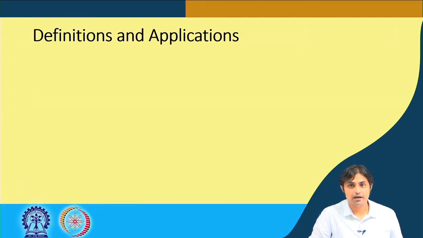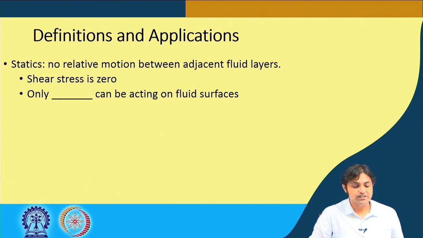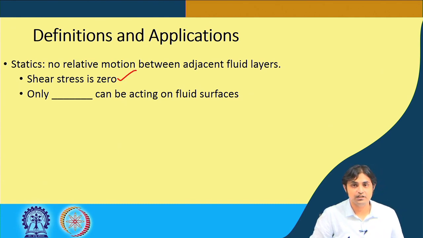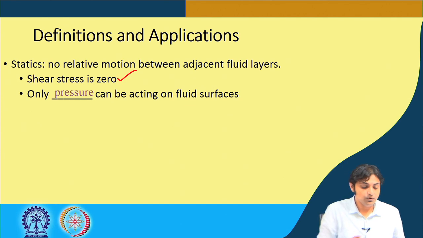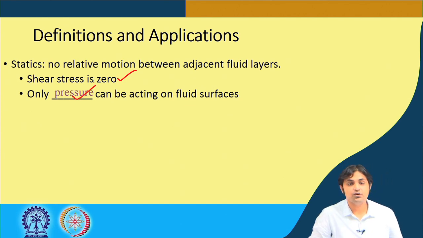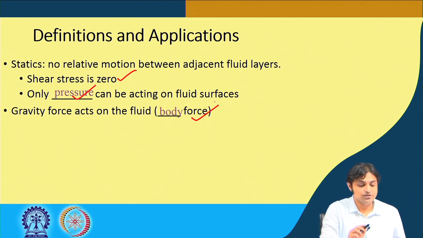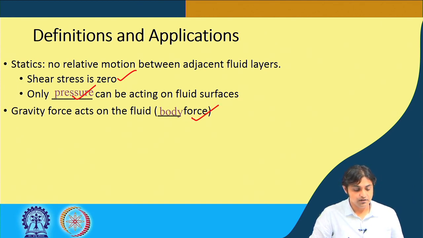Now some definitions and applications. In fluid statics, as we have seen, there is no relative motion between adjacent fluid layers. Therefore, the shear stress is 0, as we have already seen in our previous lecture. So what can be acting on the fluid surface? Only pressure can be acting on the fluid surface. There is no shear, only pressure forces. Gravity force acts on the fluid, and that is called the body force. So gravity force, when it acts on the body, is defined as the body force.